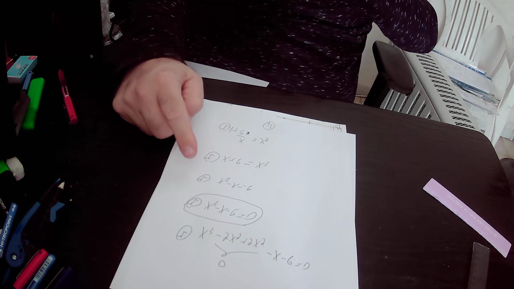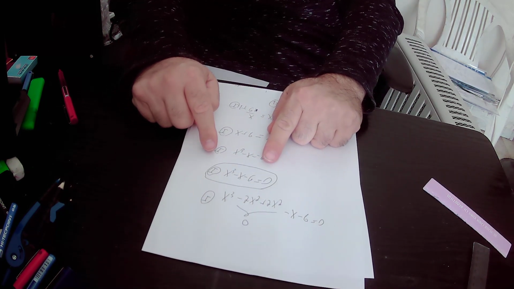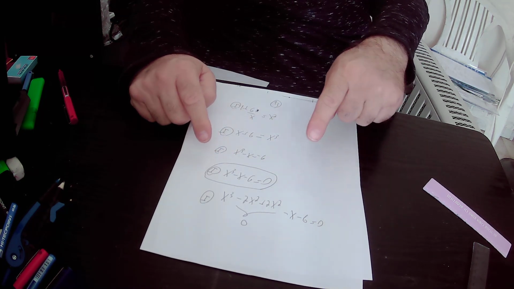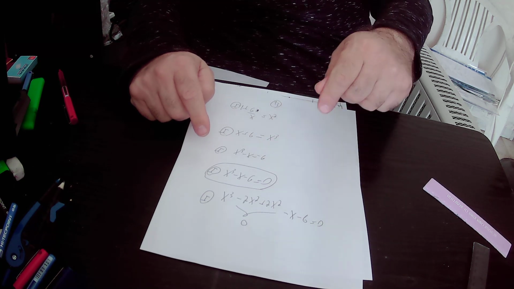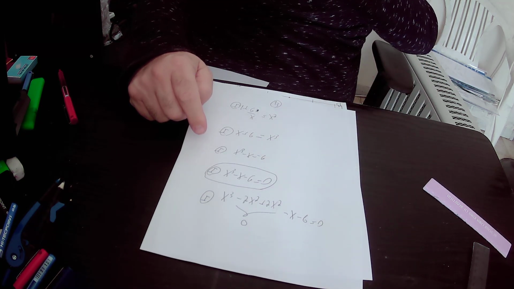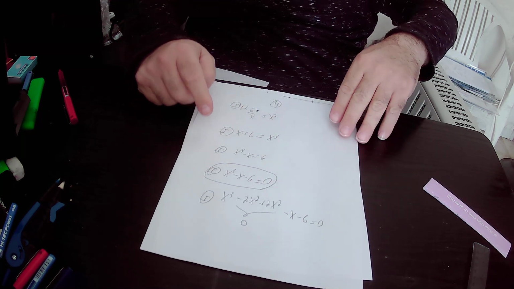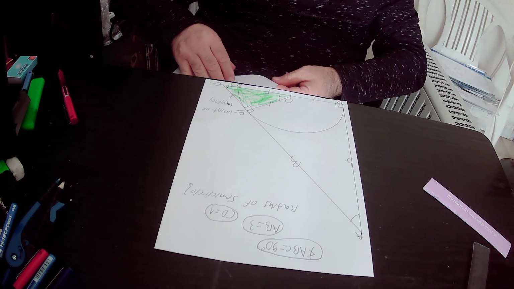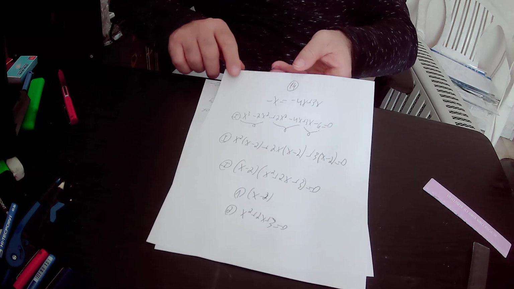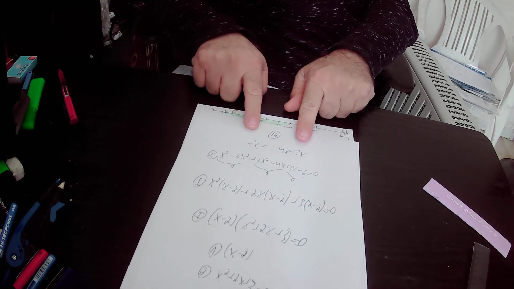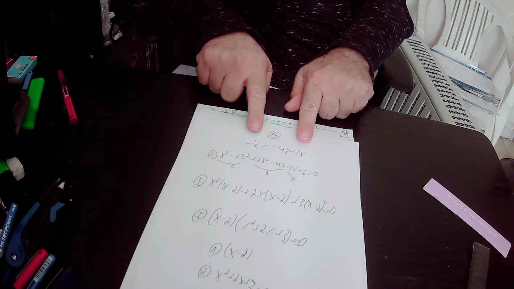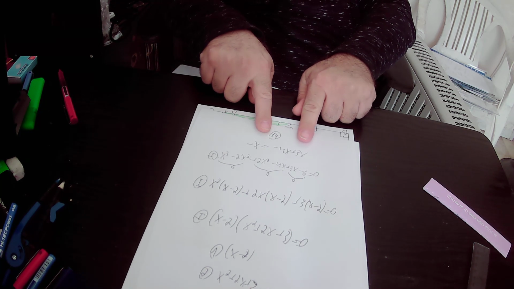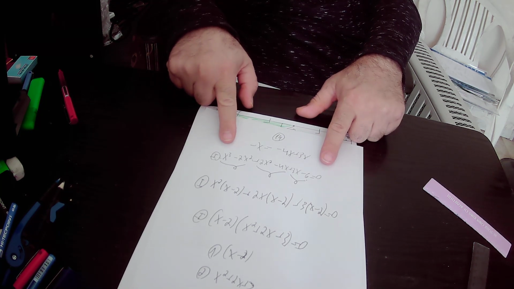Then we added 2x squared and subtracted 2x squared, so we changed nothing, because minus 2x squared plus 2x squared is 0. So it is allowable to do this operation, and we got this expression. Then we know that minus x equals minus 4x plus 3x. So we substituted minus x by minus 4x plus 3x, and we got this equation.